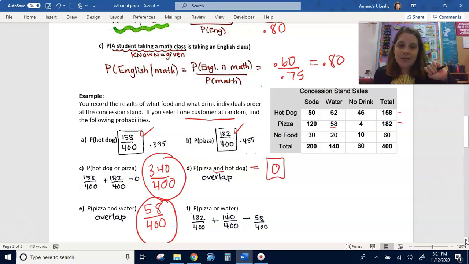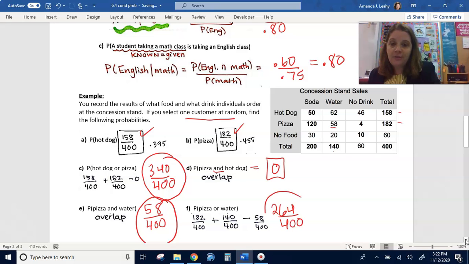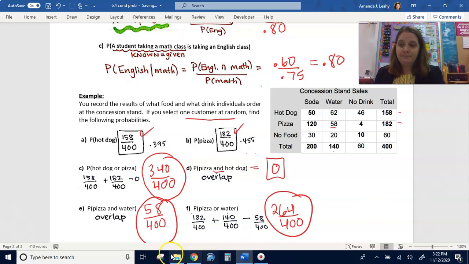Another way to think about this is you want all of the waters, all 140 waters, but you need to add on the 120 pizzas that got soda and the 4 pizzas that had no drink. Either way, you are going to end up with 264 out of 400 for that probability.